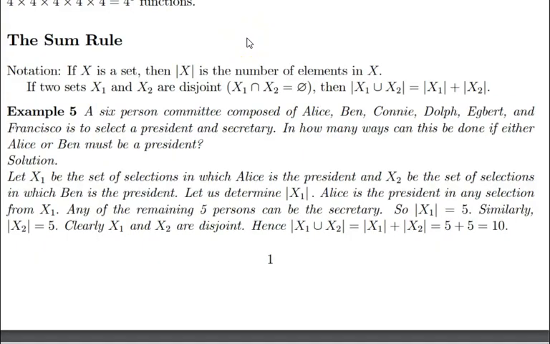The sum rule. Let X be a set. Then this way, X between 2 vertical bars, means the number of elements in X. In other words, the cardinality of X. If 2 sets X1 and X2 are disjoint, that is, the intersection is empty, then the number of elements in the union of X1 and X2 is the cardinality of X1 plus the cardinality of X2.